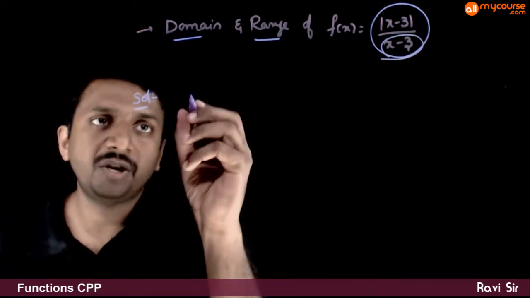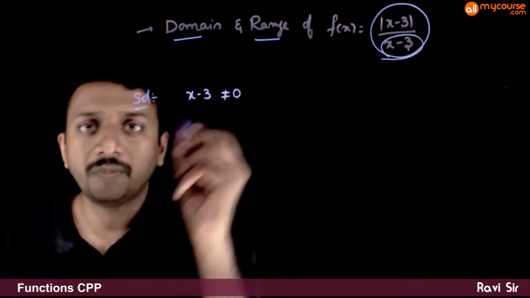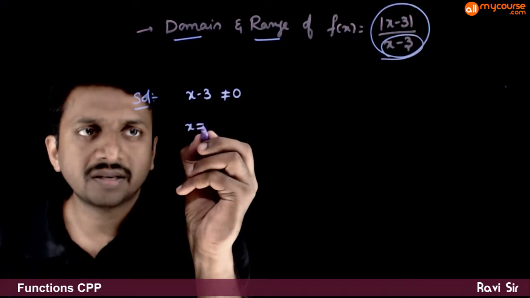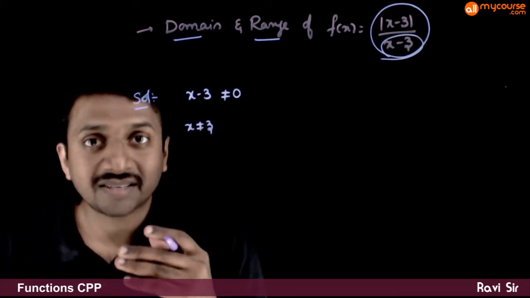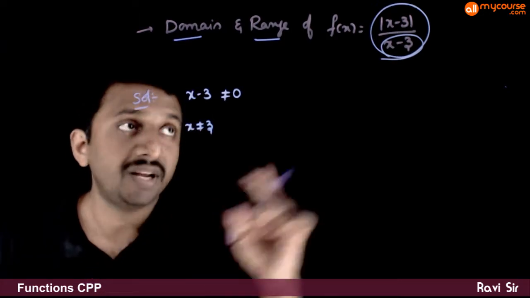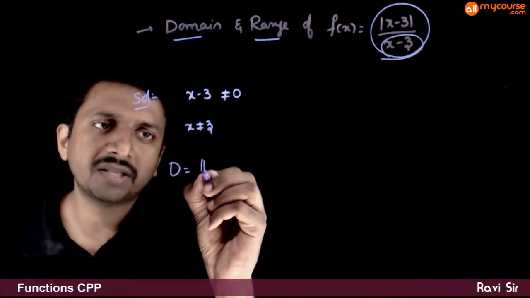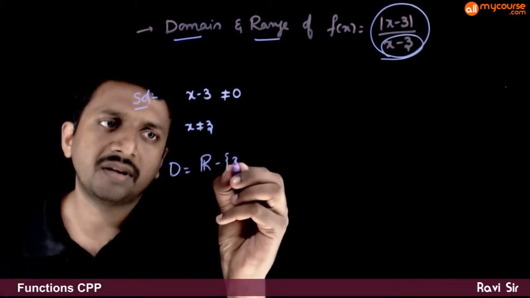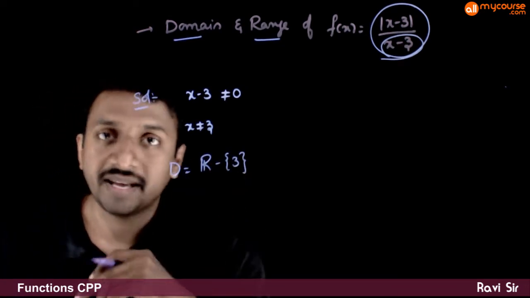So for this function to be defined, the only condition is that x minus 3 should not be equal to 0. So x should not be equal to 3. As long as x is not equal to 3, this function is defined. So what is the domain? Domain is all real numbers except 3.